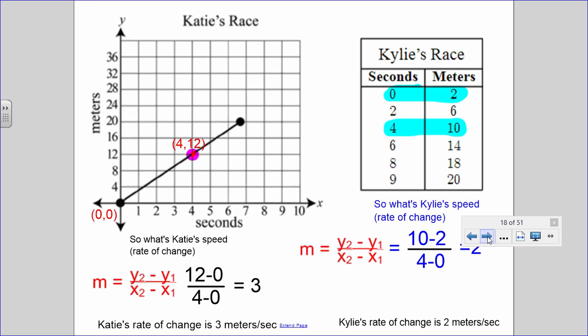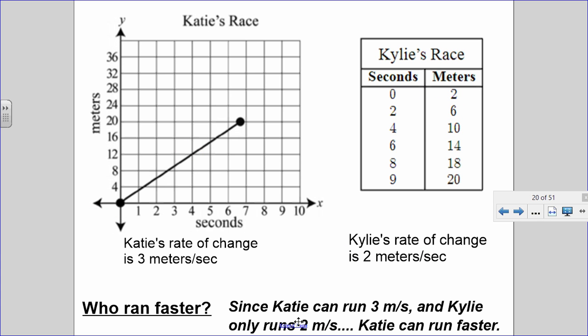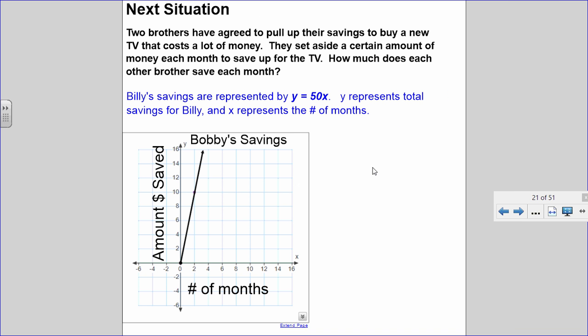Okay, this is what I got. I used those 2 points, plugged them in, I got positive 2. So Kylie's rate of change is 2 meters per second. Which one's bigger, 3 or 2? Obviously, Katie's running faster because it's 3 meters per second, and Kylie's only running 2 meters per second, so Katie can run faster. That's the answer. That's the whole point of this problem. And people are going right now, I don't get it. Okay, let's move on to a different one and see if this helps.